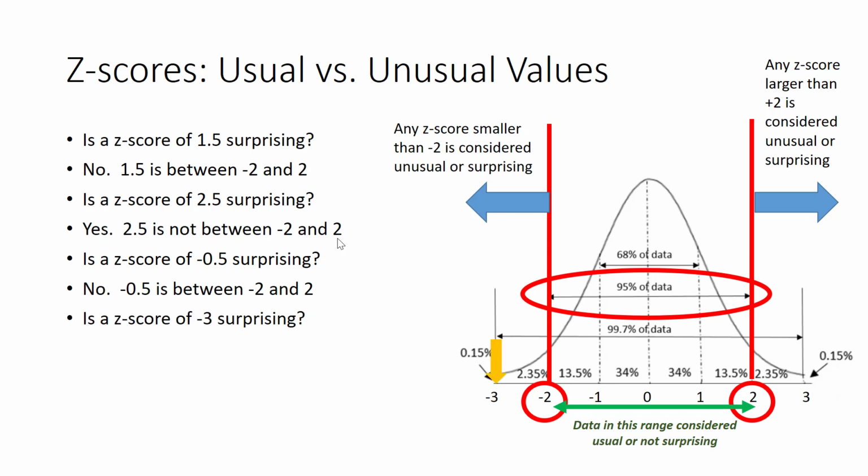Lastly, what if we had a z-score of negative 3? Again, you can see that this is outside of that negative 2 to positive 2 window, so this would be a surprising or unusually large z-score.